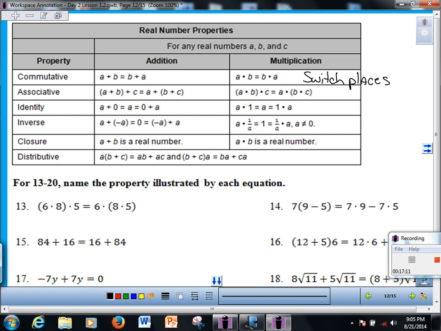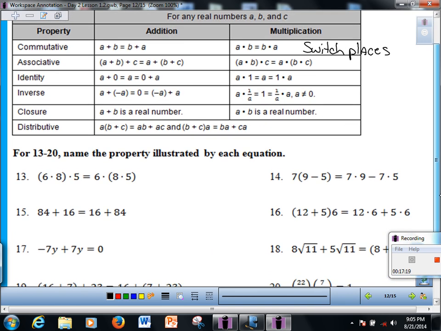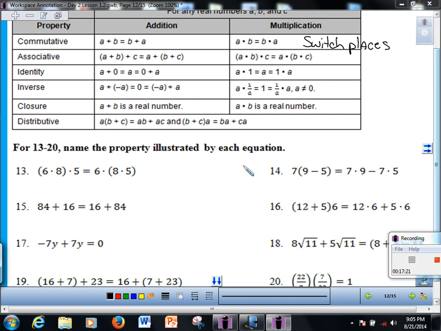So if I look down here real fast, if I look for anything that switched places, 84 plus 16 equals 16 plus 84, they switch places. That makes this guy the commutative property. And since we're working with the addition, I'm going to put of addition. So if anything switched places, then that makes it the commutative property.